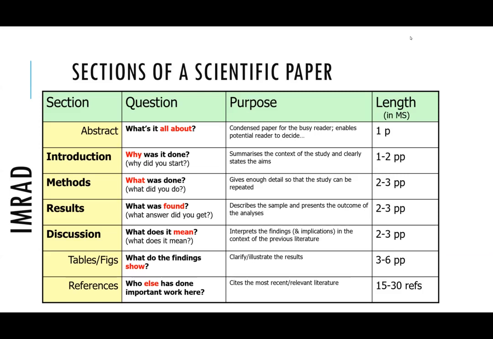Then the methods. Having set out your research question or your hypotheses that you're going to test, the aims of your paper in the final paragraph of the introduction, you then go on to the methods and tell the readers what was actually done. What did you do to answer your research question? And a key principle here is to give enough detail so that a reader is able to replicate your study.